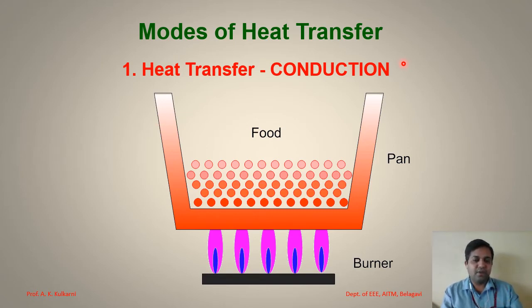So here I have considered a vessel. I'm going to place this vessel on a burner, and inside this pan I'm going to have some food. Okay, so heat transfer through conduction, as I told before, is between the burner and the pan, not to the food. Is it clear? So in this way we transfer the heat from the burner to the particular vessel. Such kind of heat transfer is nothing but conduction.